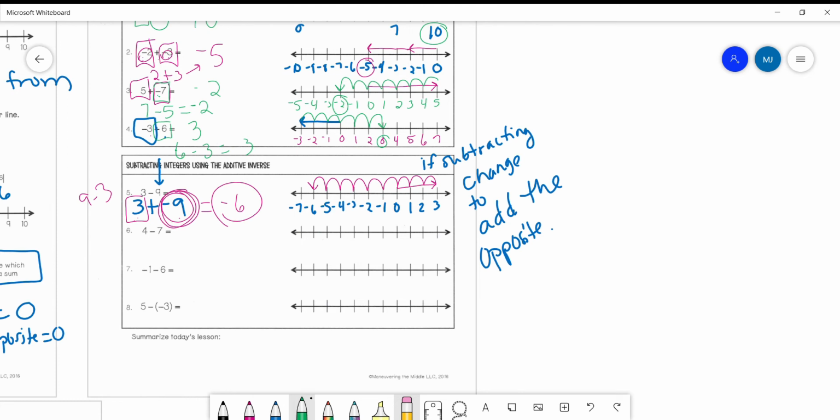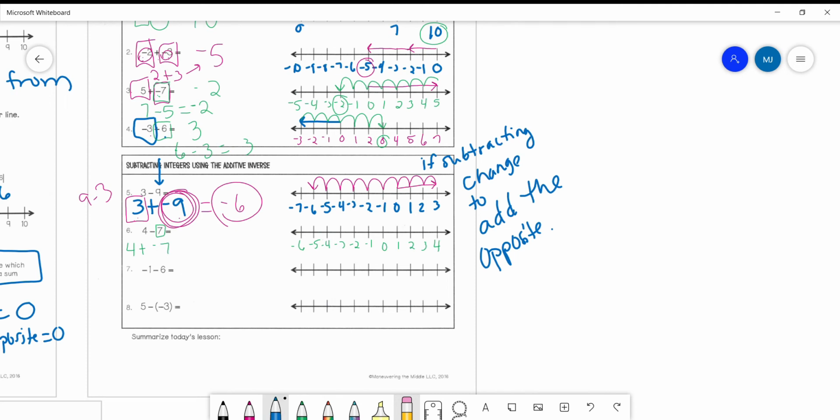All right, the next one, 4 minus 7. So we're going to add the opposite. We keep the 4, change subtraction to addition, and the opposite of 7 is negative 7. Now we're going to apply our rules. 7 has a greater absolute value. 7 carries a negative sign, so our answer is going to be a negative answer. I'm going to use the number line to model, and so I know I want to go positive 4 and then down. So 4, 3, 2, 1, 0, and continue to number.